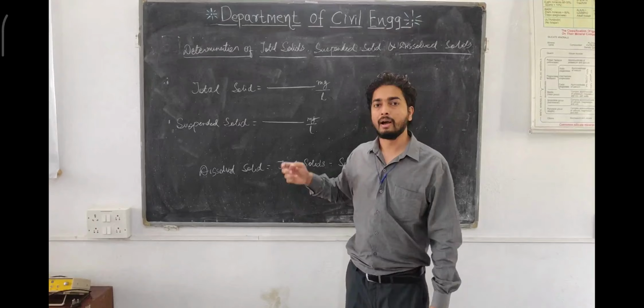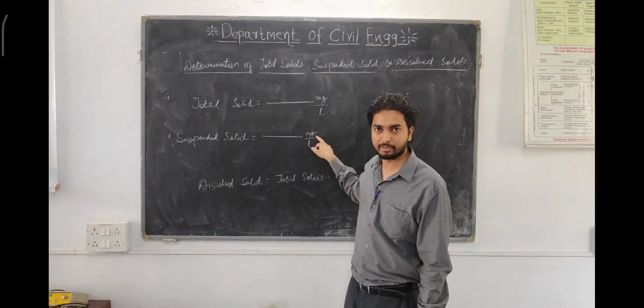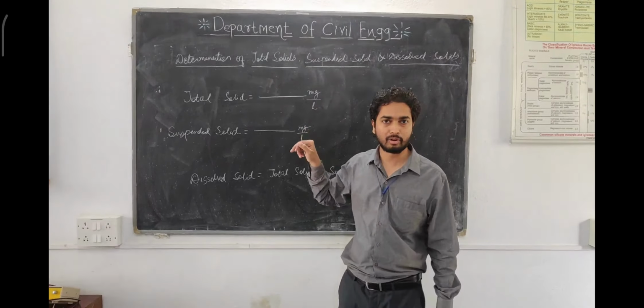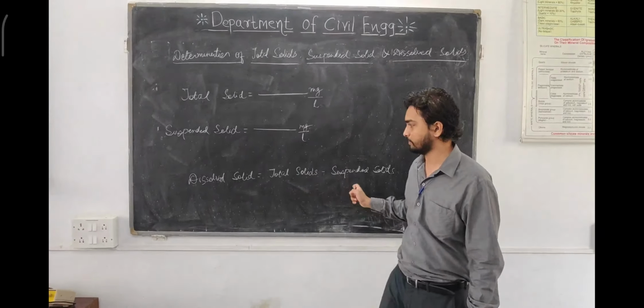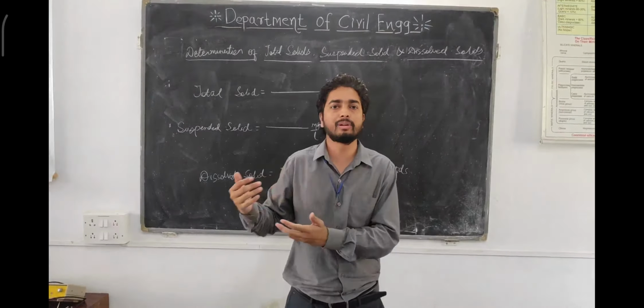In units, you can say mg per liter: how many mg of solid are present in 1 liter of water, which is nothing but the total solid. Similarly, suspended solid is how much total suspended solid is present in 1 liter of water. And we can take the difference between the total and suspended, and directly get the dissolved solid. So there is no separate practical to calculate the dissolved solids.